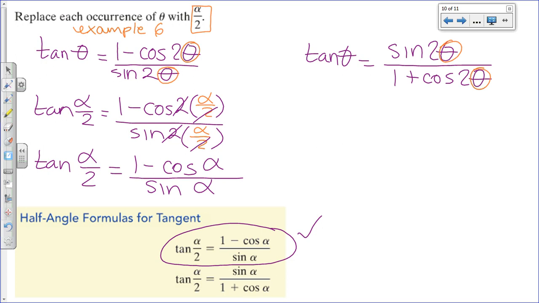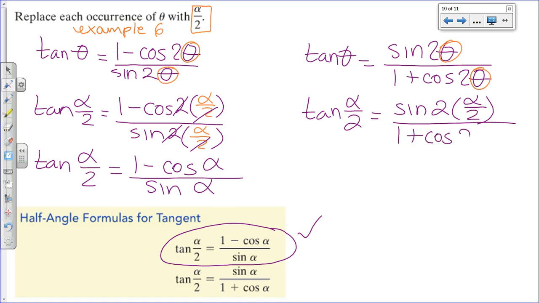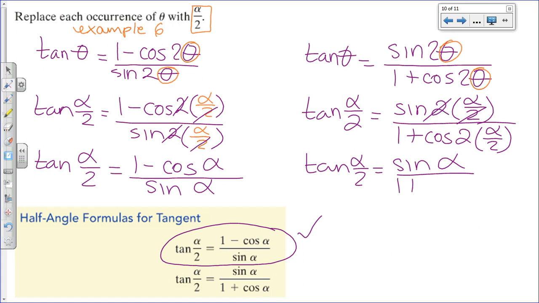For the next one, we're going to use the same idea. Replace every theta with alpha over 2. So here we have 2 times alpha over 2 over 1 plus cosine 2 times alpha over 2. So here 2 and 2 is equal to 1. So this will be, bless you, sine of alpha over 1 plus cosine of alpha. And that will be the formula that you see down here.